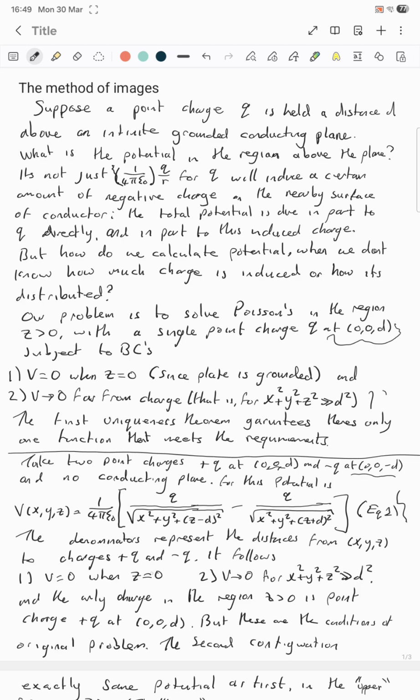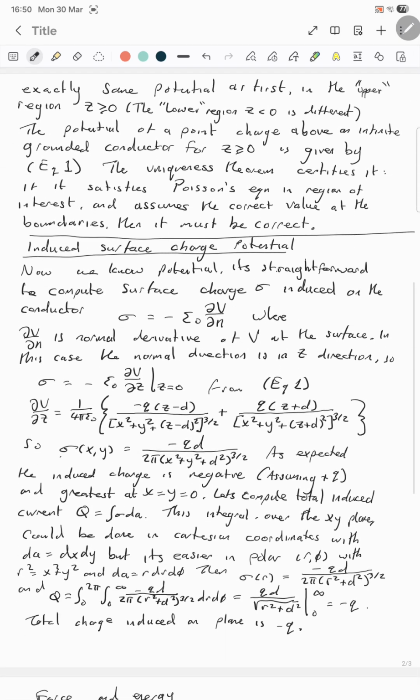So it follows that we get these conditions: V equals 0 when z equals 0, and our second condition, V goes to 0 as x squared plus y squared plus z squared is much greater than d squared. The only charge in the region where z is greater than 0 is the point charge plus Q at our coordinate here. But these are the conditions of the original problem. The second configuration has exactly the same potential as the first in the upper region, z greater than or equal to 0. The lower region, where 0 is greater than z, is different.